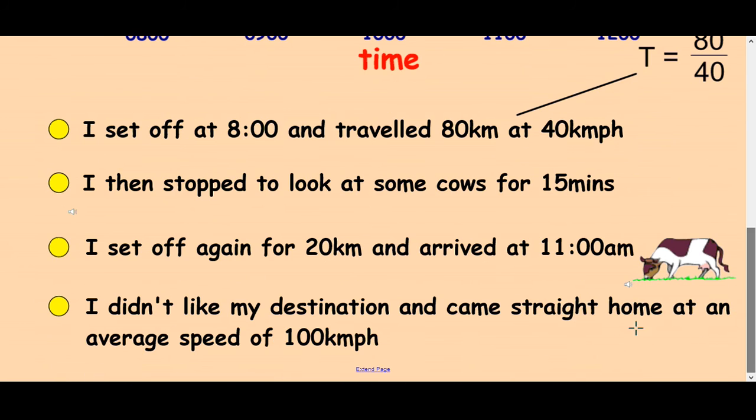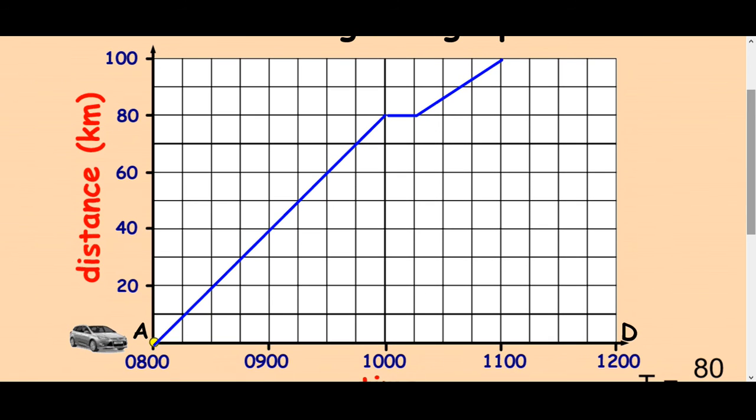Right, so I'm nearly finished. I didn't like my destination, came straight home at an average speed of 100 kilometres per hour. Now the home journey is 100 kilometres, so it takes 1 hour to do that, I guess. So 100 kilometres per hour would take you right the way back. Okay, have a go yourself. Again, these are quite tricky. You may have to look at these lessons again, but have a shot.